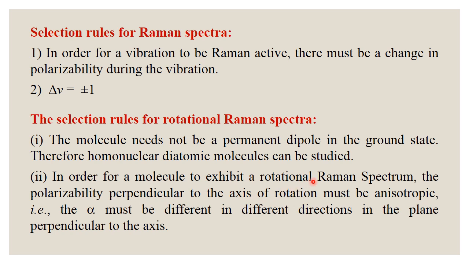Our main condition, the molecule may not have a permanent dipole moment in the ground state. If a molecule exhibits rotational Raman spectrum, ஒரு மாலிகுலுக்கு rotational Raman spectrum கிடைக்கணும்னா, the polarizability perpendicular to the axis of rotation must be anisotropic. Anisotropic meaning என்னன்னா, the polarizability must be different in different directions in the plane perpendicular to the axis. எல்லா டைரக்ஷன்லையும் same ஆக இருந்ததுன்னா அந்த property க்கு பேர் தான் isotropic. அப்போ ஒரு molecule வந்து rotational Raman active ஆக இருக்கணும்னா alpha must be different in different directions in the plane perpendicular to the axis. இது முக்கியமான condition.